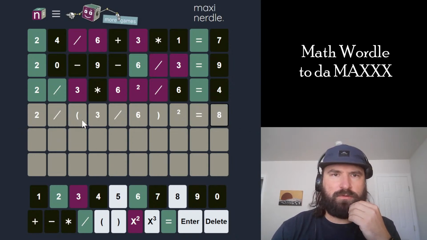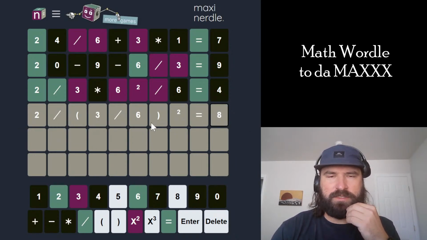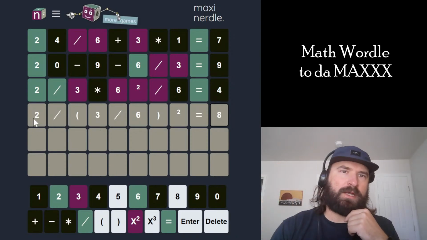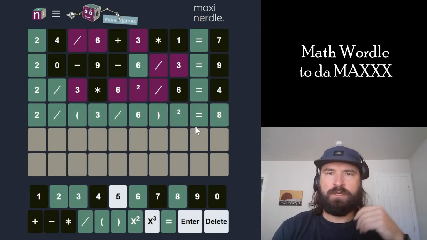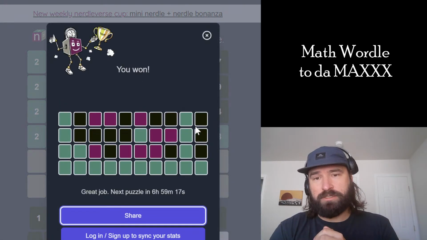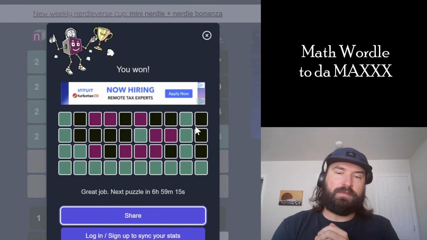Because, all right, so parentheses first. 3 divided by 6 is 1/2. Square it next, because exponents come next. 1/2 squared is 1/4, but I'm dividing by 1/4, so you invert and multiply. 2 times 4 equals 8. Tough one. Those are always kind of wild when you got to deal with fractions. But something weird was going on there, and I finally figured it out, dude.